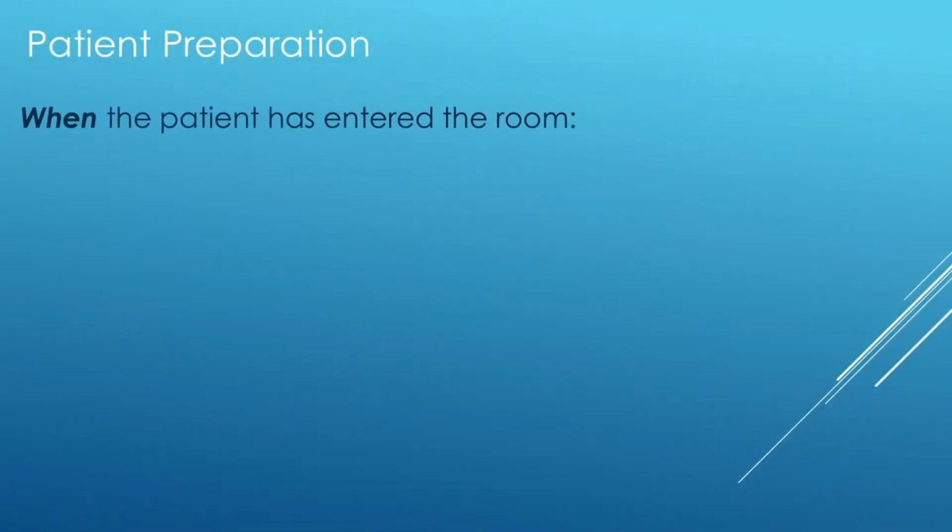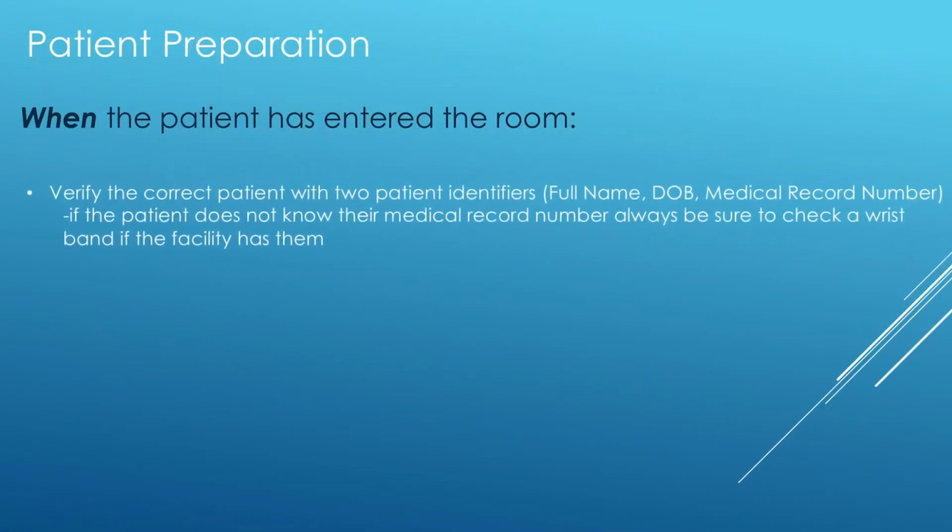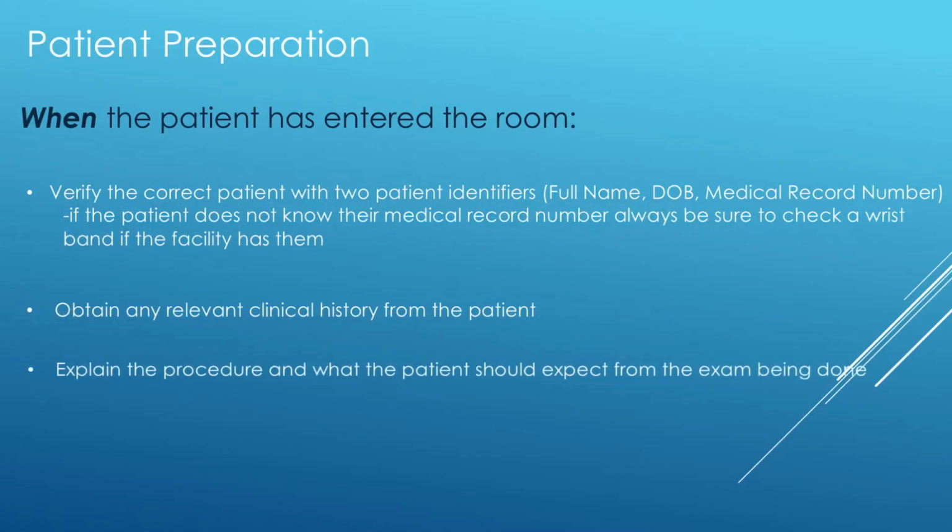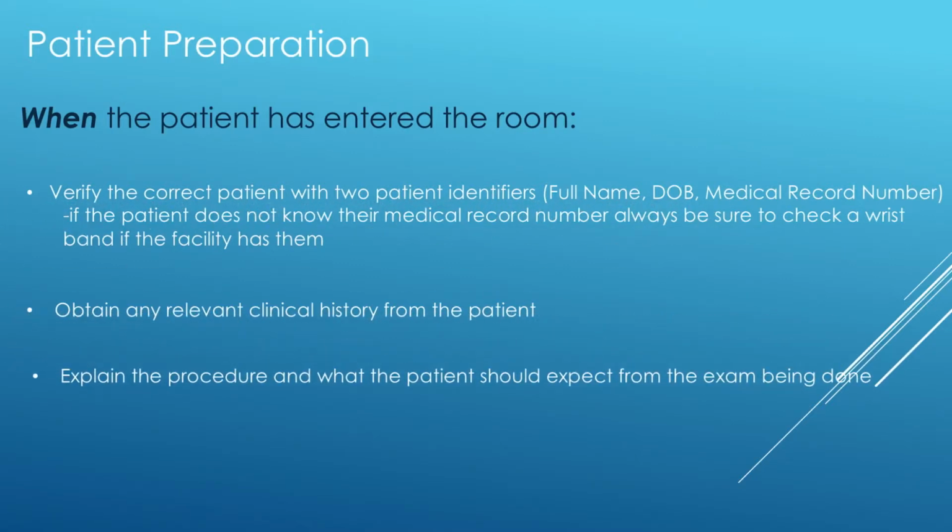After the patient has entered the room, verify the patient's identity using a minimum of 2 identifiers, such as full name, date of birth, or medical record number. If the patient doesn't know their medical record number, always be sure to check the wristband given to them by the facility. Obtain any relevant clinical history from the patient, including onset, duration, or alleviating factors. Lastly, explain the procedure to the patient and what is to be expected upon completion.